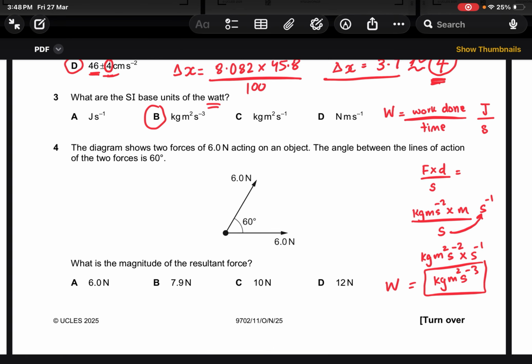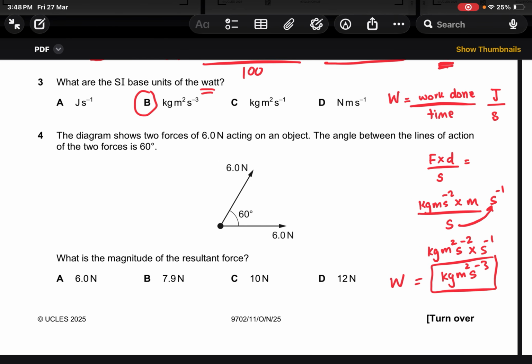Okay. The diagram shows two forces of 6 newtons acting on an object. One force has two components. There's definitely a vertical component and a horizontal component of this force. The angle between the lines of the two forces is 60 degrees. What is the magnitude of the resultant force?